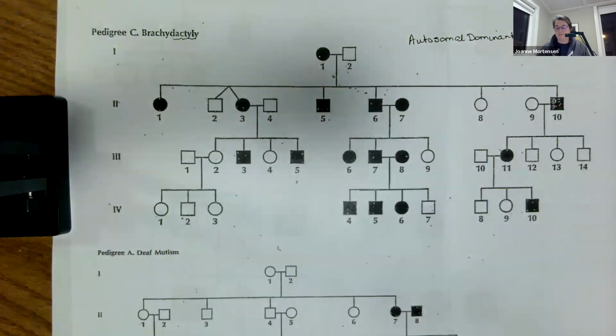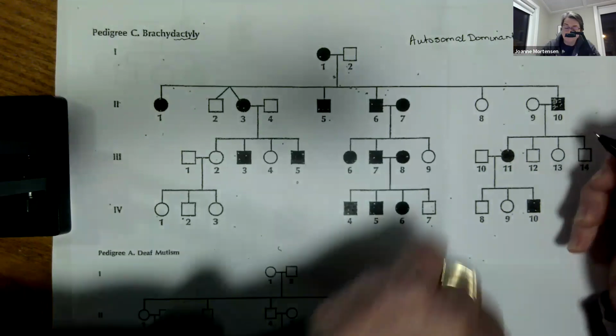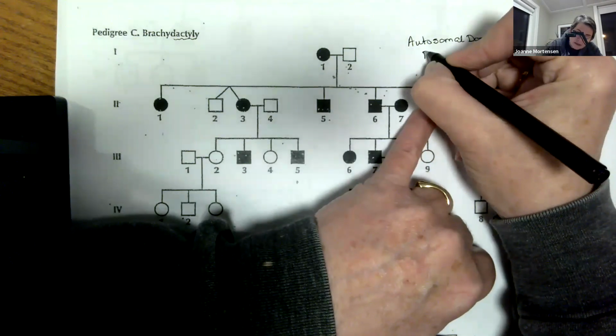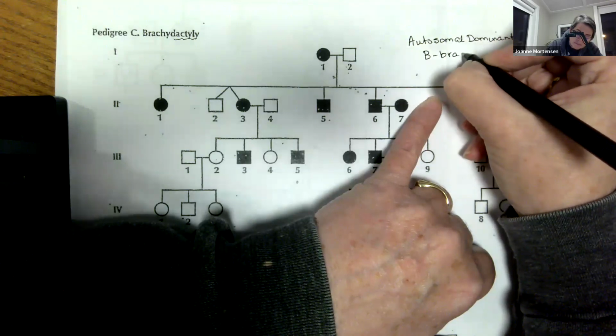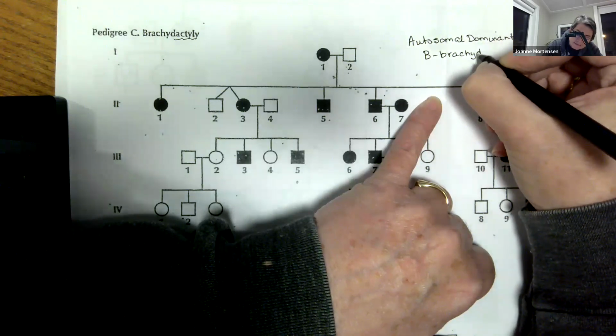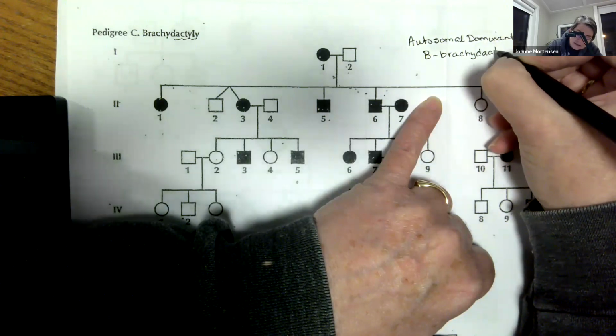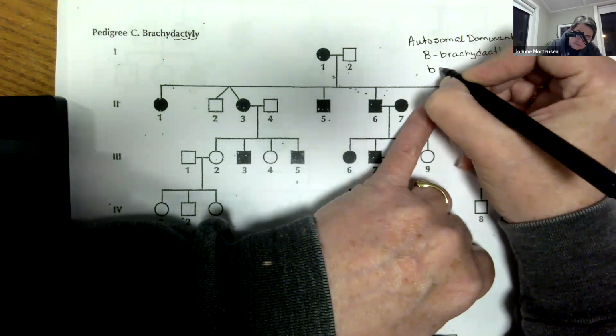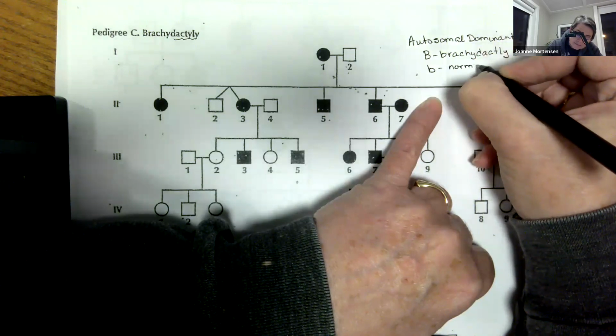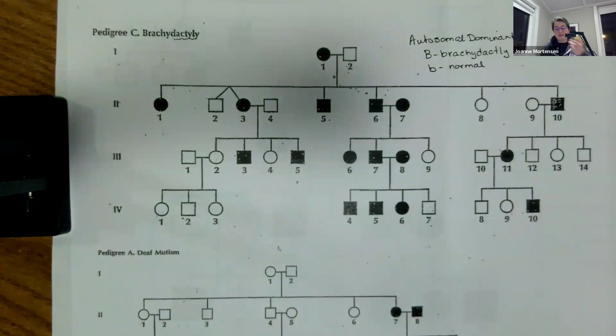And that, sorry, I'm going to sneeze again. That becomes important because it tells us how we should set up our letters, how we should set up our alleles. So since brachydactyly, feel free to say that a couple of times, this is a cool word, is dominant, I'm going to use capital B for brachydactyly, and little b for normal. That's the first thing we know.